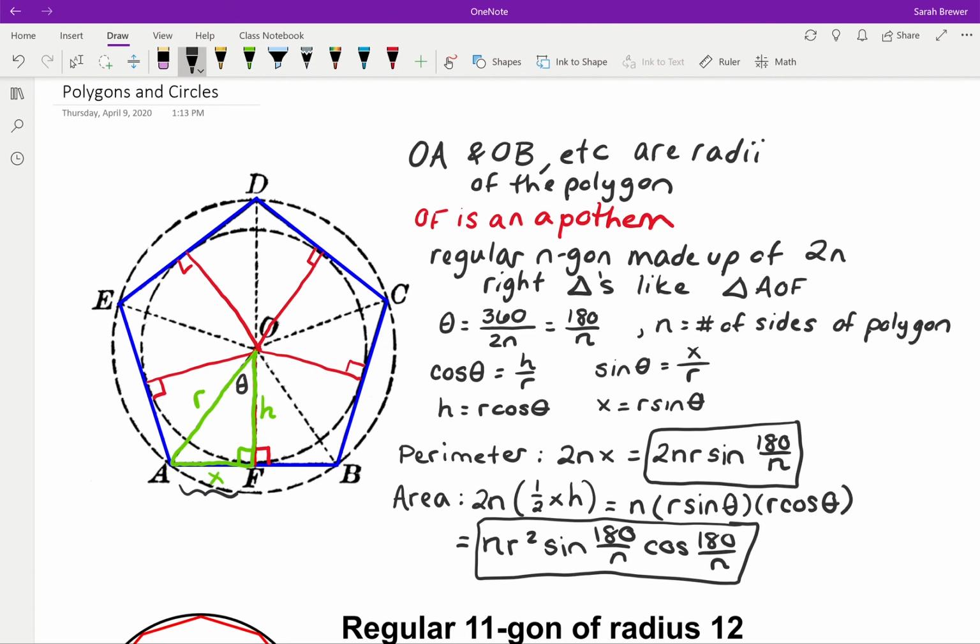Now, fortunately, even if you have trouble memorizing these formulas, which are useful if you have them, if you forget them, you can always default to just building up the area or the perimeter from working with that single right triangle.